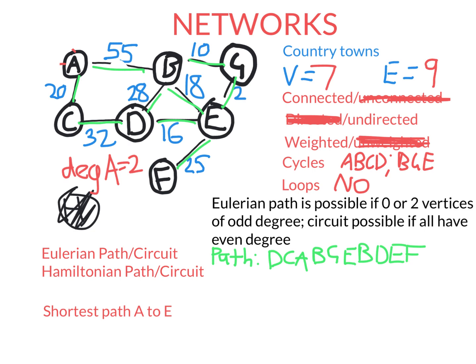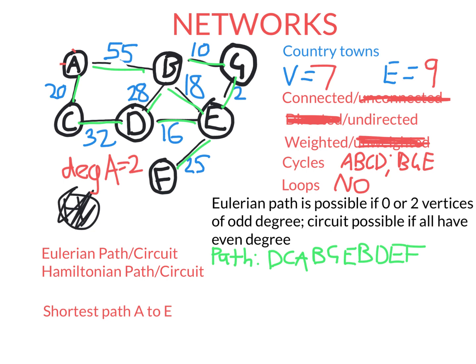All right, what about Hamiltonian path and circuit? A Hamiltonian path is similar to an Eulerian path, but rather than going along each edge once and only once, we visit each vertex once and only once. So you can never visit a vertex more than once in a Hamiltonian path. It's not as clear-cut for Hamiltonian paths when they are possible, but they often are.